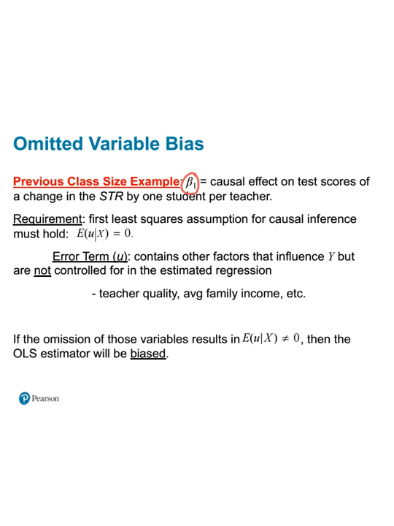Now, there was a main requirement for our coefficient estimate to have a causal interpretation, and one of those key requirements was that the expected value of u given x was equal to 0. This was our first least squares assumption. Now recall, what is u? U is the error term in our regression, and that contains a few things. It contains all of the omitted variables that influence our dependent variable that we did not control for, and it also will contain measurement error of our dependent variable.